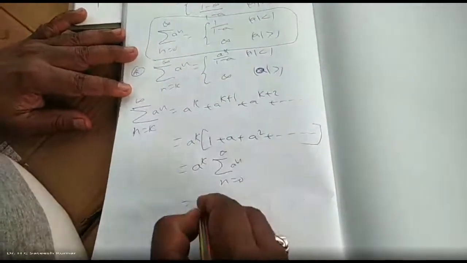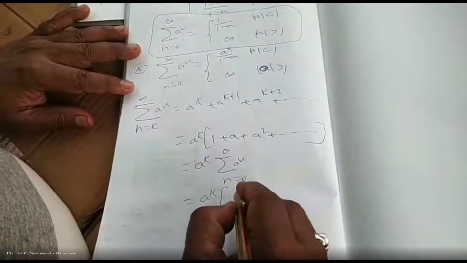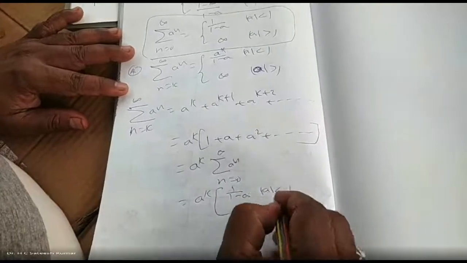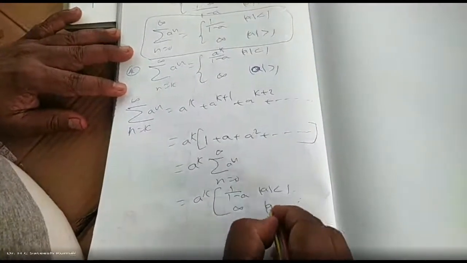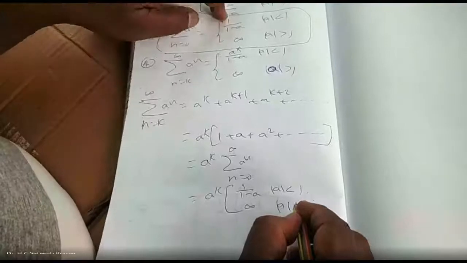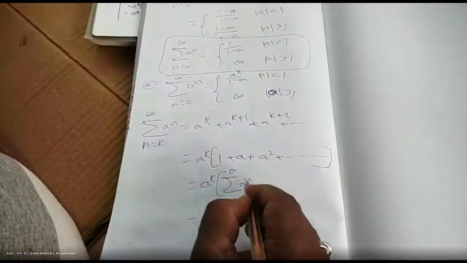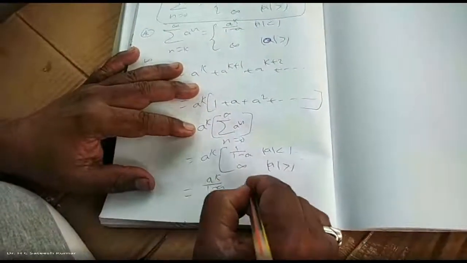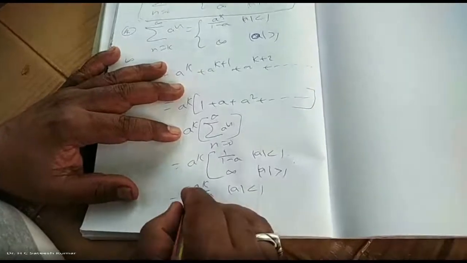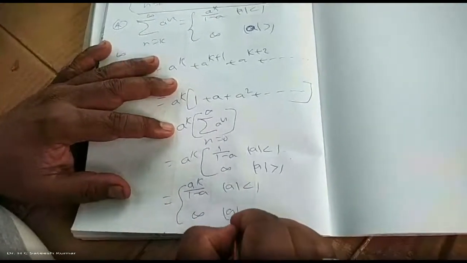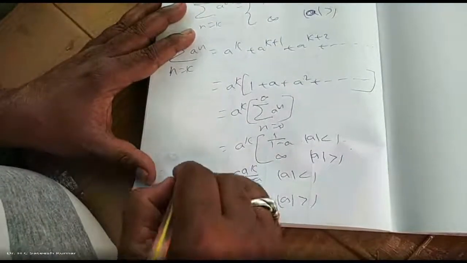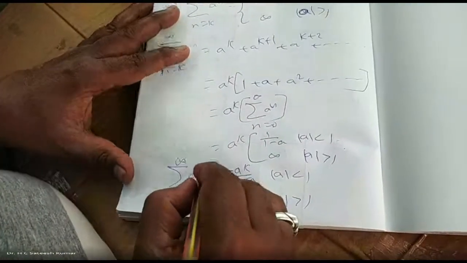So this you know it now. The sum is 1 divided by 1 minus a for magnitude of a less than 1, and equal to infinity for magnitude of a greater than 1. So this is the last result. Now you multiply by a to the power of k, which is equal to a power k divided by 1 minus a for magnitude of a less than 1 and equal to infinity for magnitude of a greater than 1. That is your summation n varies from k to infinity a power n.